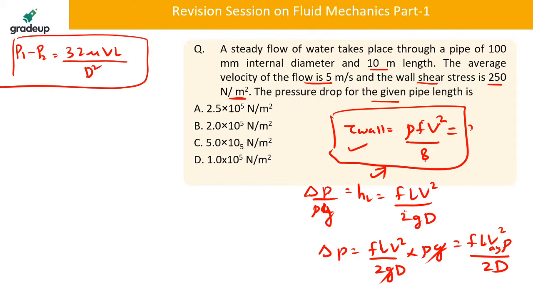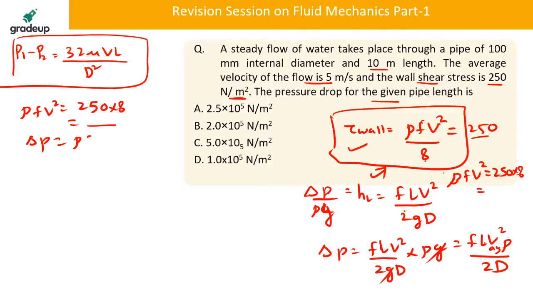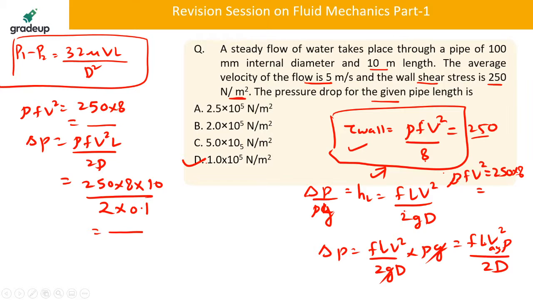Okay, now wall shear stress is given, this is 250. So we can simply say that the wall shear stress is equal to 250. So rho f v square is equal to 250 into 8. So simply we can say that if rho f v square is equal to 250 into 8, you can find it from here. So pressure drop was equal to what? Rho f v square into L by 2D. So you can simply say that this will be equal to 250 into 8 into L. L is equal to what? The length of the pipe is 10 meter. 10 divided by 2 into internal diameter is equal to 100 mm, that is 0.1. So you can simply find the pressure drop from here, that will give the answer. The answer will be 1 into 10 power 5 Newton per meter square.